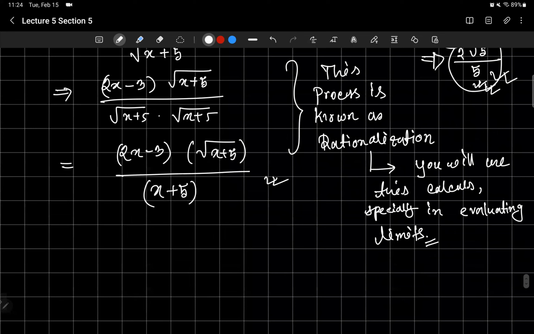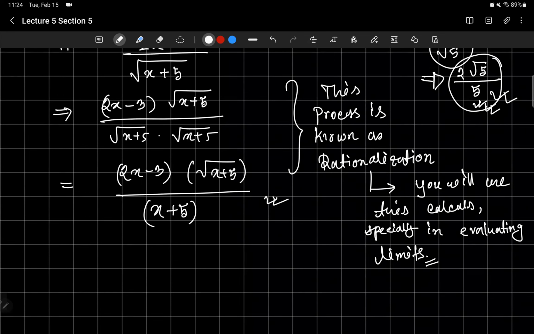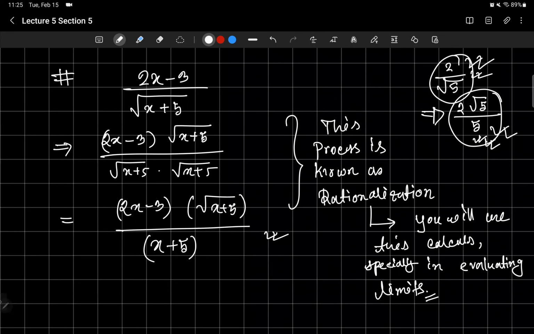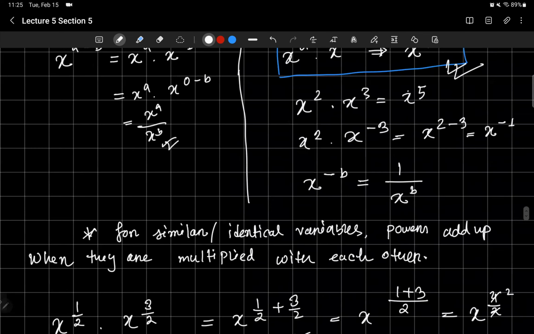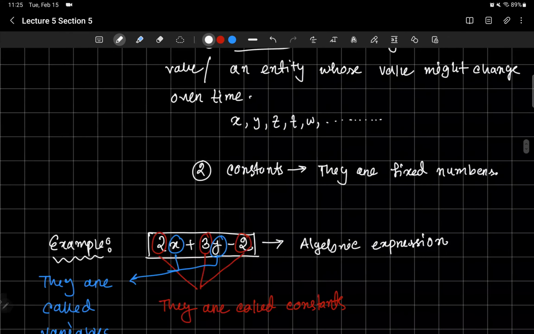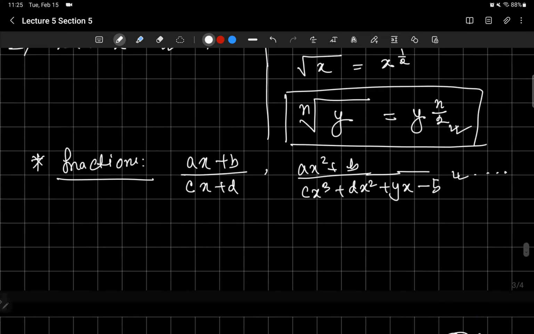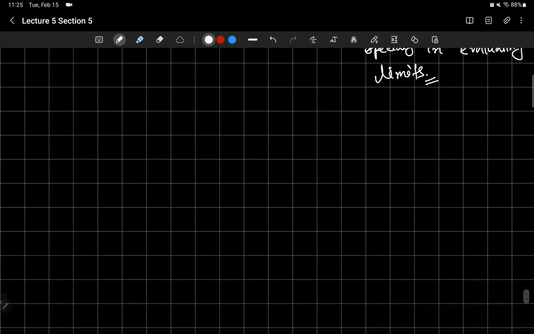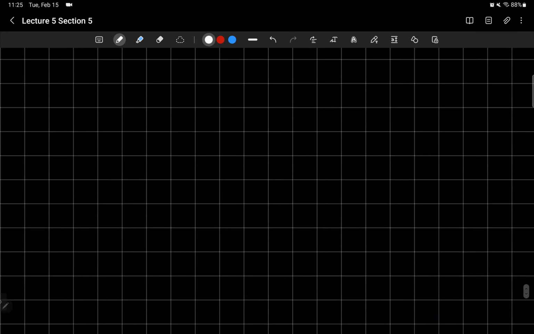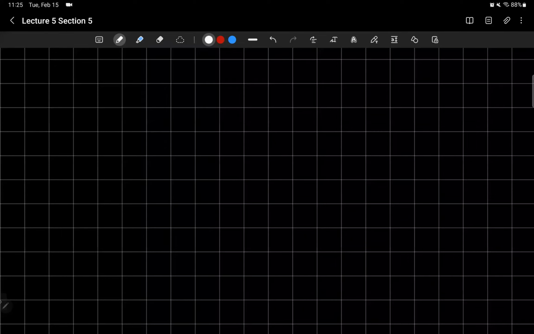And yeah, any question regarding this operation? No, sir. Okay, so we talked about what? We talked about what algebraic expressions are. We talked about power laws. We talked about rationalization. Now I think I can introduce something called equalities, or equations and their roots.